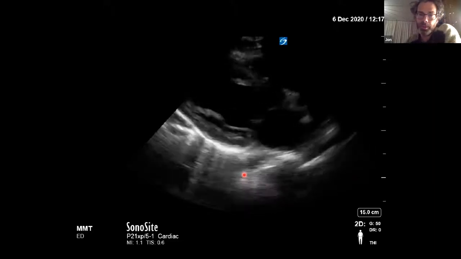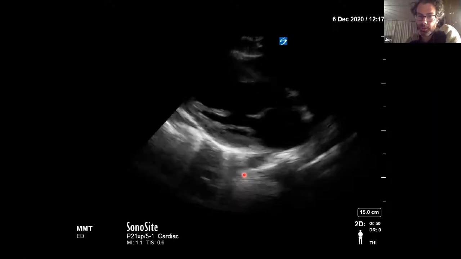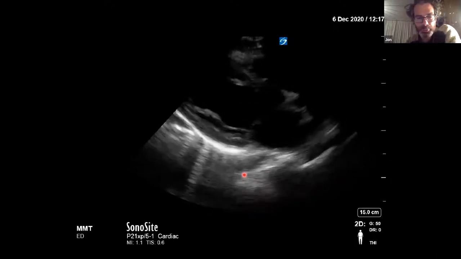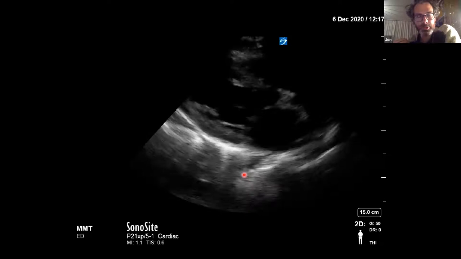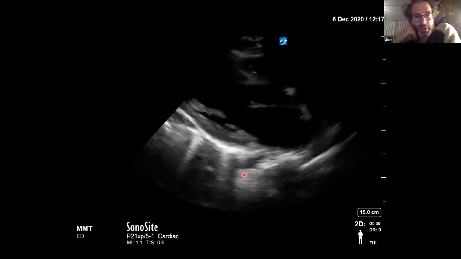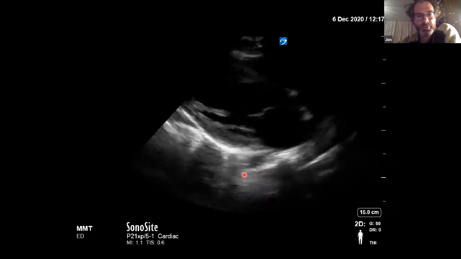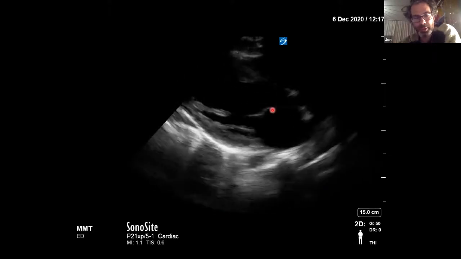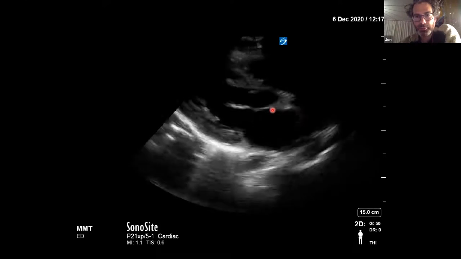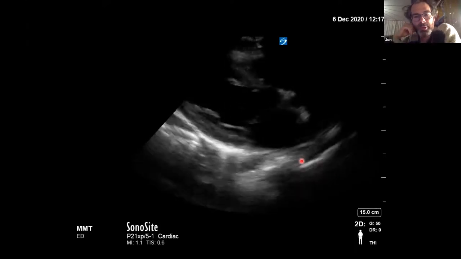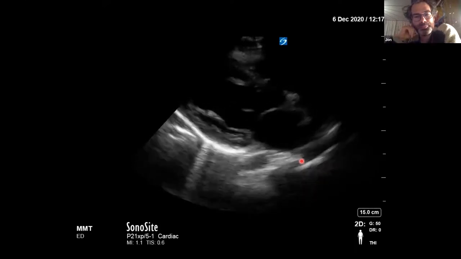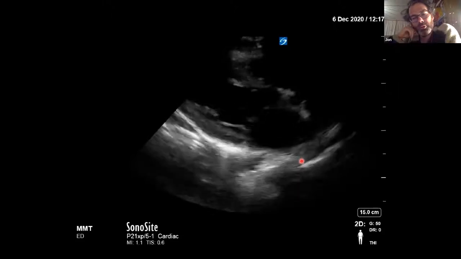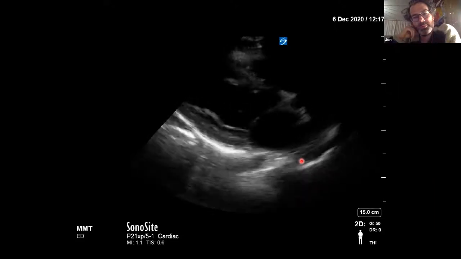When you put the probe just next to the sternum, parasternal, usually in about the fourth intercostal space with the marker to the patient's right shoulder, this is what you see. It's a great view for the left ventricle because you see it lengthened out and you can really assess its function well. So what do you think about the LV function here? Normal or abnormal?